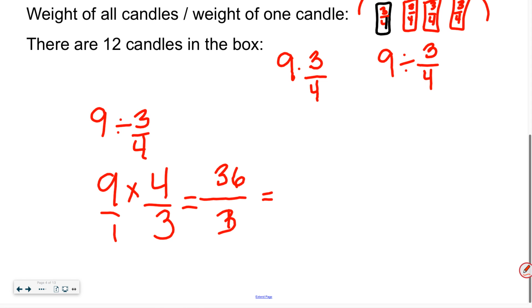36 thirds. Can I represent that a different way? How many times does 3 go into 36? 12. Good, Marilyn. So our answer is 12. There's 12 candles in the box.